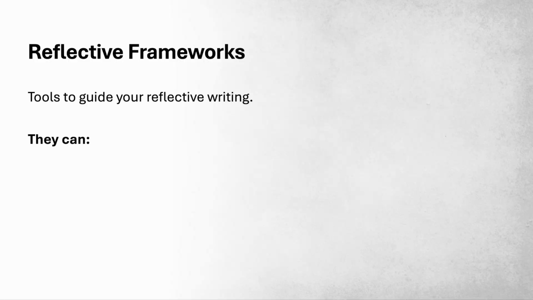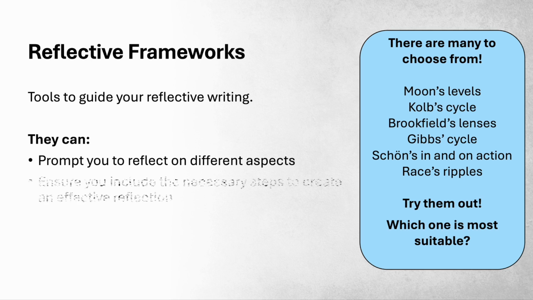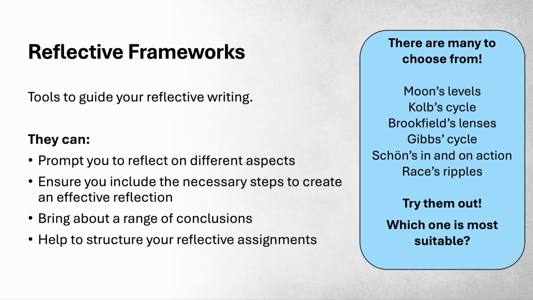It's important to use a reflective framework because it can help guide your reflective writing. There are many to choose from. They can help prompt you to reflect on different aspects. They can ensure you include the necessary steps to create an effective reflection. They can bring about a range of conclusions, especially if you're using something like Brookfield's lenses, which looks at the experience from several different angles. They can help you to structure your reflective assignments.